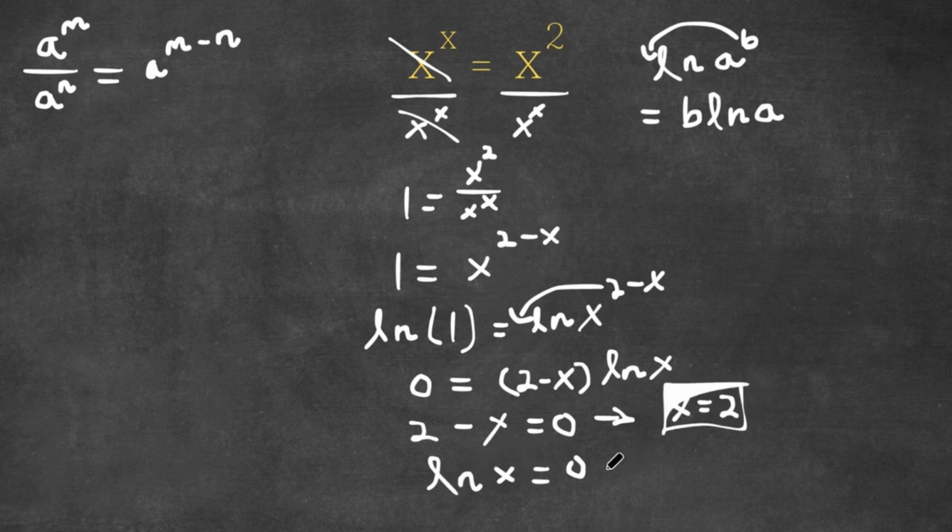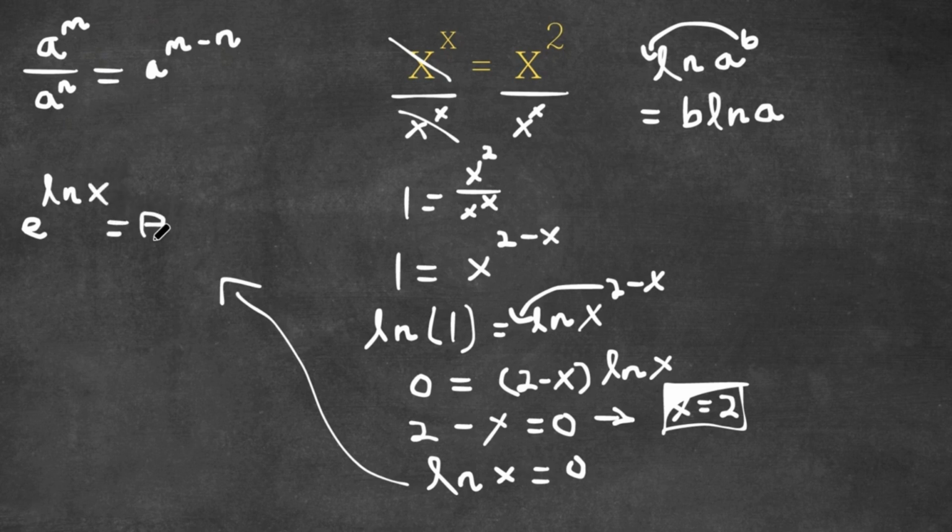And now for ln of x equals 0, we're actually going to take the power of e on both sides. So we have e to the power of ln x is equal to e to the power of 0. Now for e to the power of ln x, these two cancel out, so I simply have x is equal to e to the power of 0, which is 1. So this is our second solution. So our two solutions are x equals 1 and x equals 2.